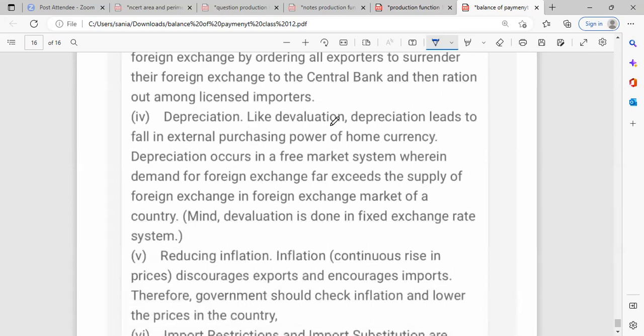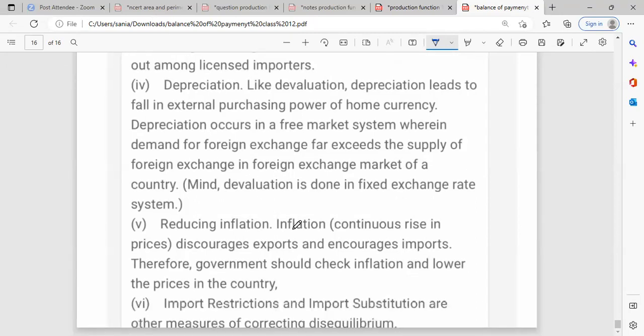Then depreciation. Like devaluation, depreciation leads to a fall in the external purchasing power of the home currency, right? So depreciation is basically the same as devaluation. Because of this, anything which is cheaper attracts everyone, so you will get more and more foreign reserves, and the problem of disequilibrium will be sorted out. Now, reducing inflation. Inflation means a rise in prices. When prices rise, it discourages export and encourages import, right? Therefore the government should check inflation and lower the prices in the country.